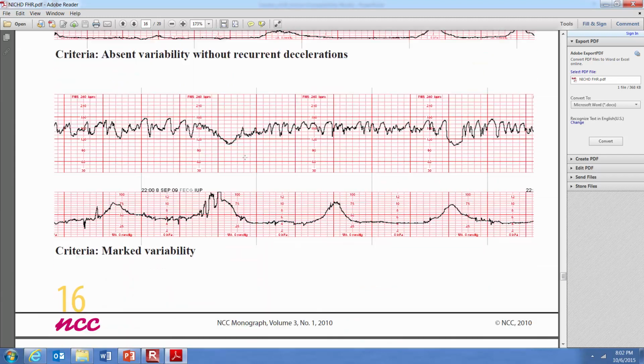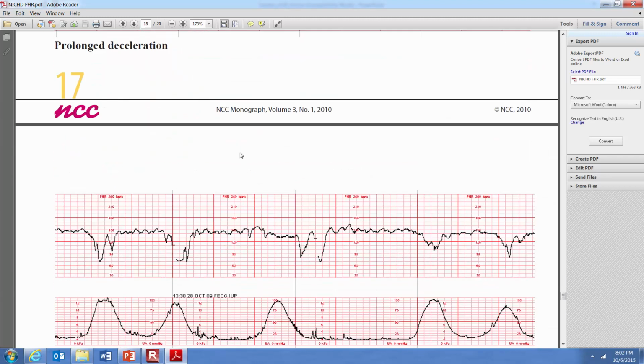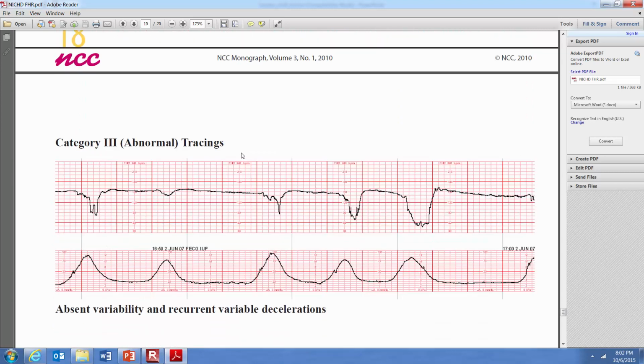Let's skip category 2 and go straight to a category 3. Okay? Category 3. We have to have absent variability to be in a category 3. But with the absent variability, we have to have recurrent decelerations. Okay, recurrent means greater than 50% of our contractions, and she's having them with every contraction. These are variable, right? Abrupt means variable, means cord compression. We have absent variability, we have recurrent variable decelerations.